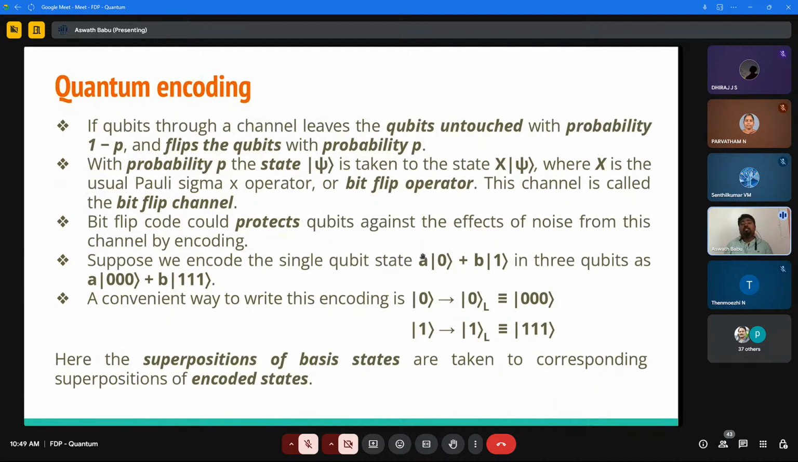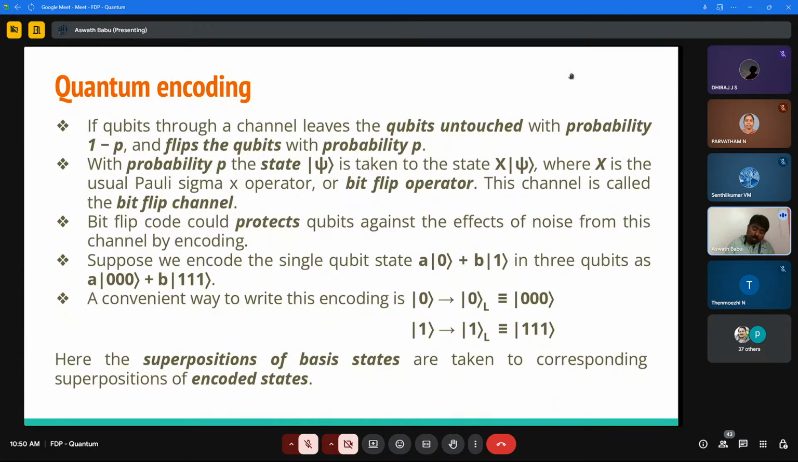Instead of sending this information on one bit, I will not replicate this one superposition to three superpositions. What I will do is take three qubits, and I'll put the information of A and B on the three qubits. Just to see the difference.